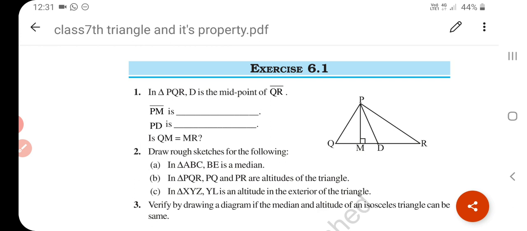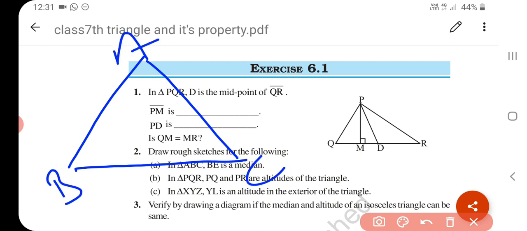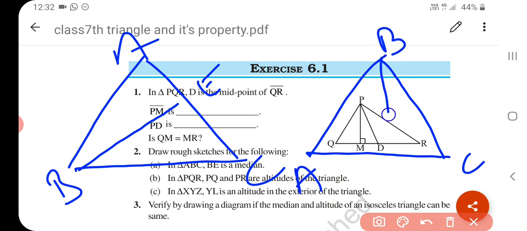In triangle ABC, BE is the median. If you can draw triangle ABC, BE, which is the median? BE is the median. So this is your BE. Okay, understand? This is your median. Or you can draw it this way also: A, B, C and BE is the median. Okay, understand?